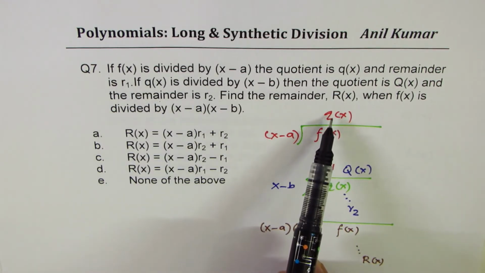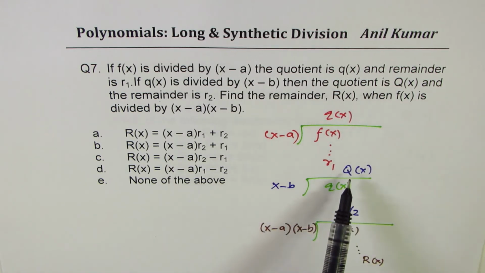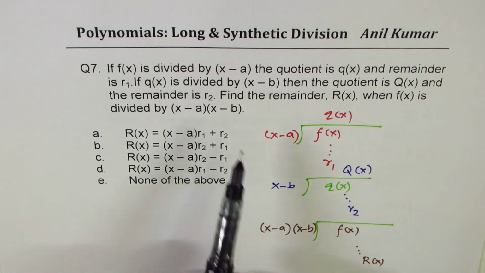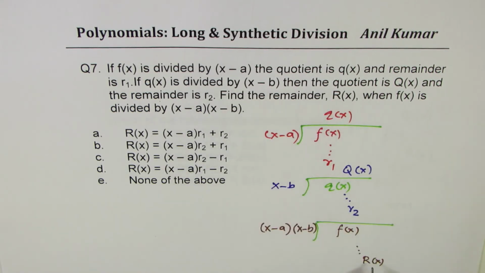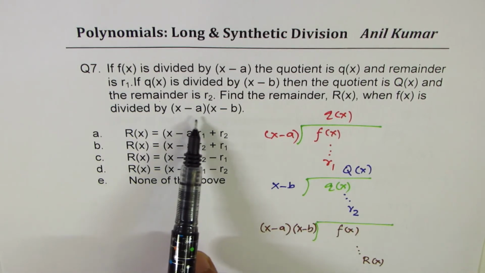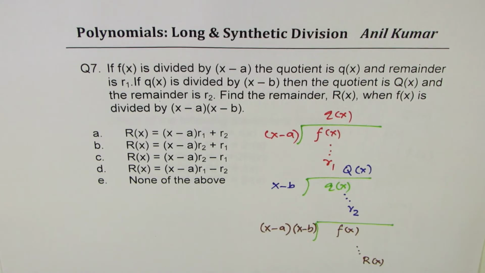If q of x, that quotient, is divided by x minus b, then the quotient is capital Q of x and the remainder is r2. Find the remainder capital R of x when f of x is divided by the quadratic function x minus a times x minus b. Is that clear? How can we do this question?